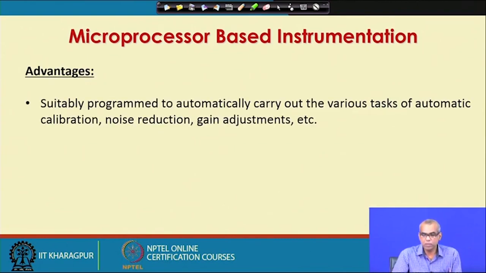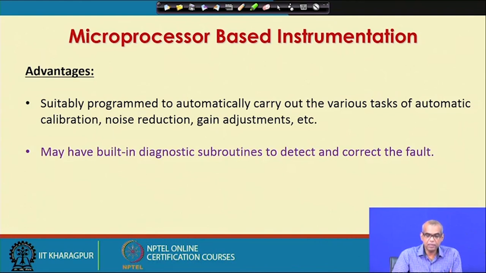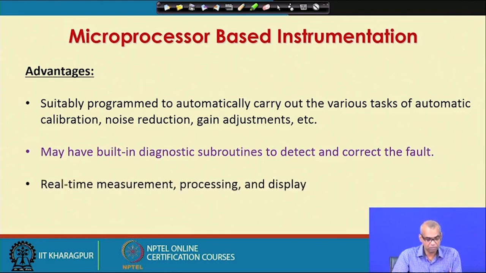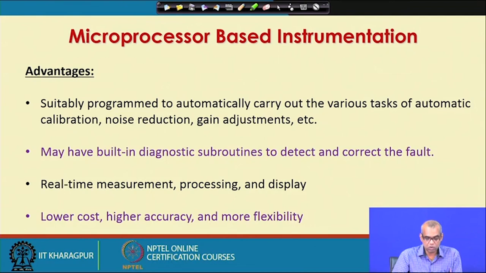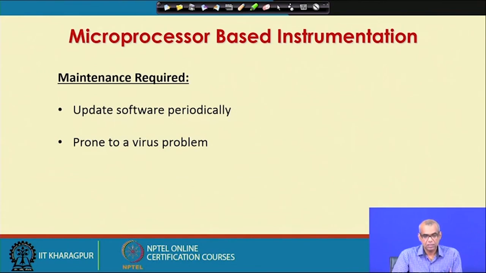Some of the advantages of microprocessor based instrumentation: it can be suitably programmed to automatically carry out various tasks such as automatic calibration, noise reduction, gain adjustment, etc. It may have built in diagnostic subroutines to detect and correct the fault in the instrument or fault in the measurement. Real time measurement, real time processing, and real time display is easily available. Lower cost, higher accuracy, and more flexibility. But certain maintenance or certain care is required.